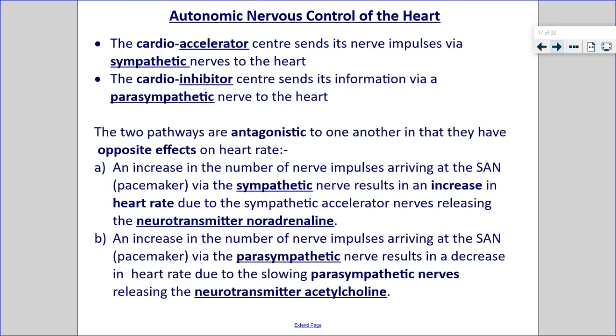And there are 2 nerves that run from the medulla in the brain to the pacemaker, or the SA node in the heart. One of them is called the sympathetic nerve, and one of them is called the parasympathetic nerve. And they are said to be antagonistic. What that means is that they affect the same part of the body, but they have opposite effects. The sympathetic nerve increases heart rate, and the parasympathetic nerve decreases heart rate.